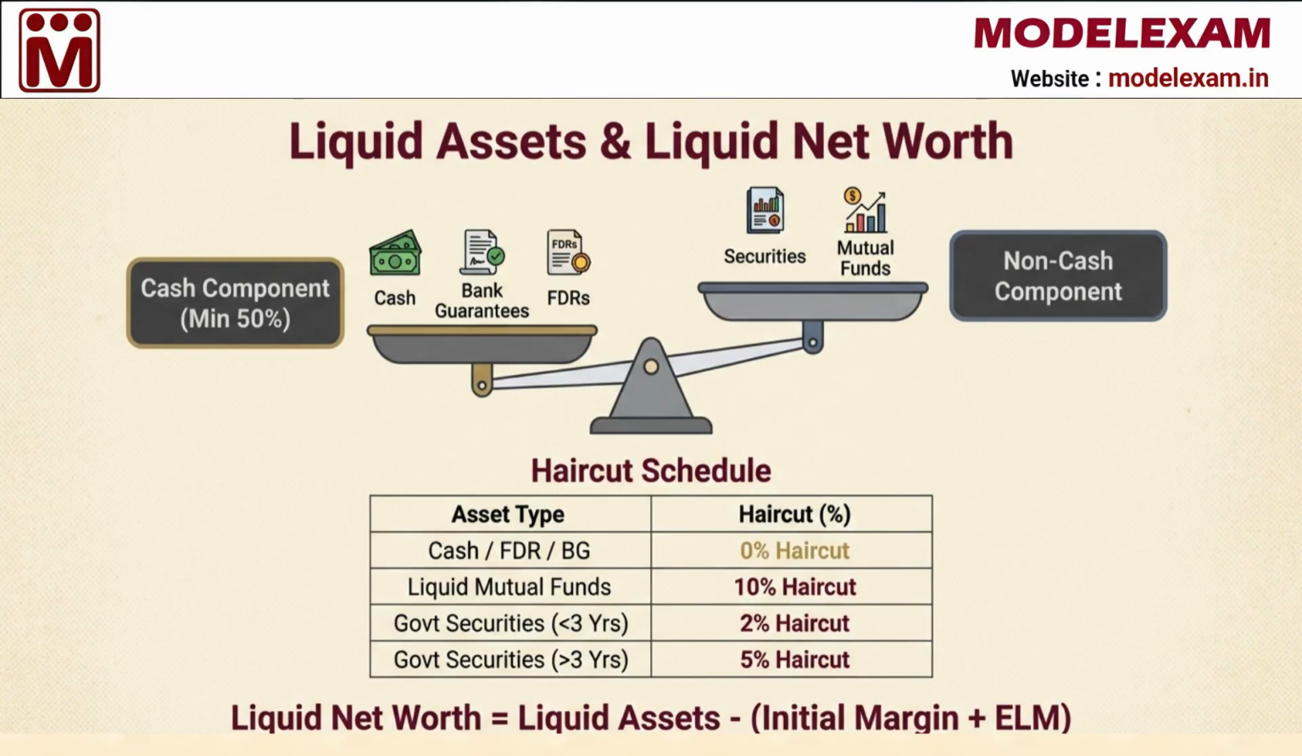To support all these margins, members must maintain liquid assets and a healthy liquid net worth. These assets are split into two categories: a cash component, which must be at least 50% of the total, and a non-cash component. To be safe, the clearing corporation applies a haircut, which is a small percentage reduction in the value of the collateral. For example, liquid mutual funds have a 10% haircut, while government securities with less than 3 years left have a 2% haircut.